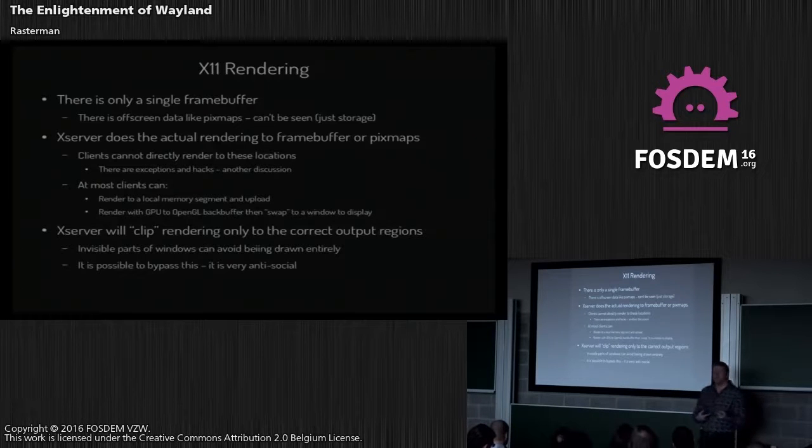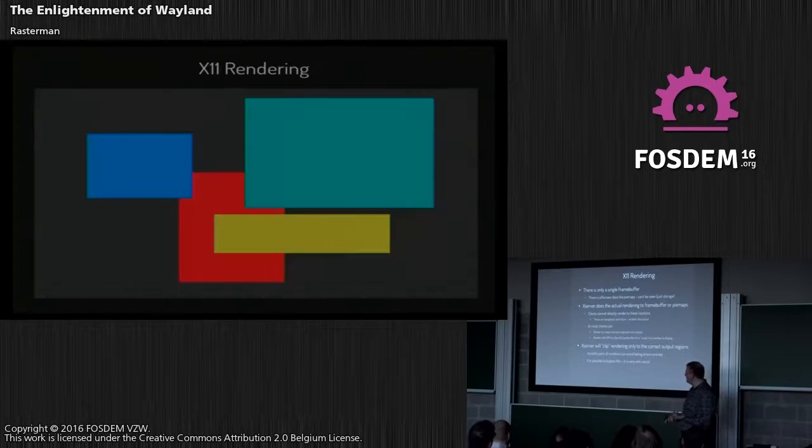But mostly clients, all they can do is render to local memory and upload. And that generally means a copy. They can use the GPU to render to a buffer and use DRM to swap. Believe it or not, the swap often is implemented as a copy. It's not actually done as a swap, often because that's the only way you can do it. There is no actual ability to swap.